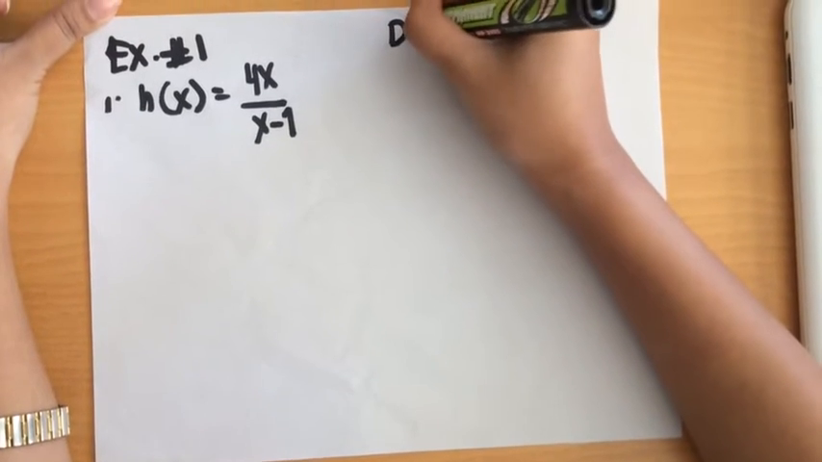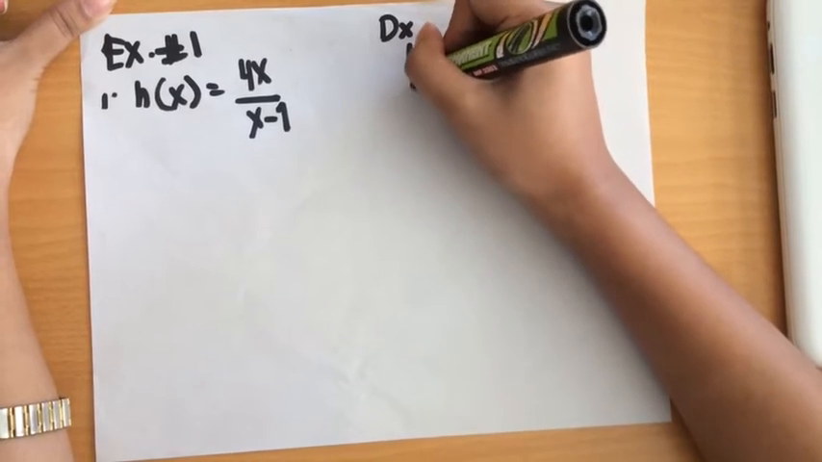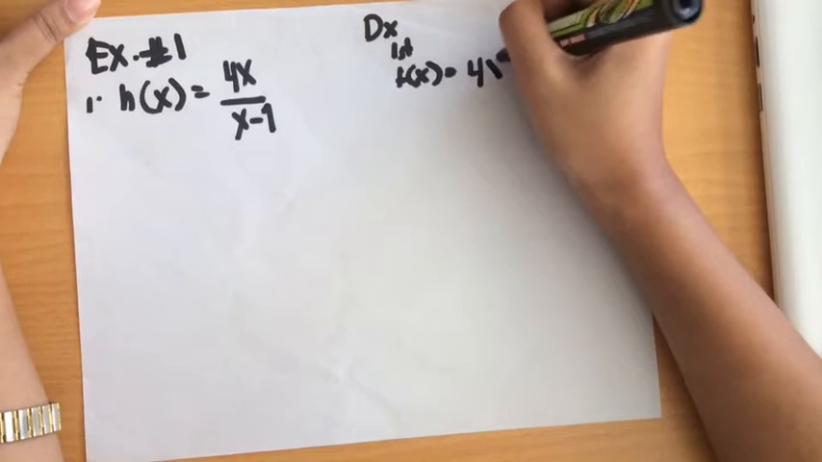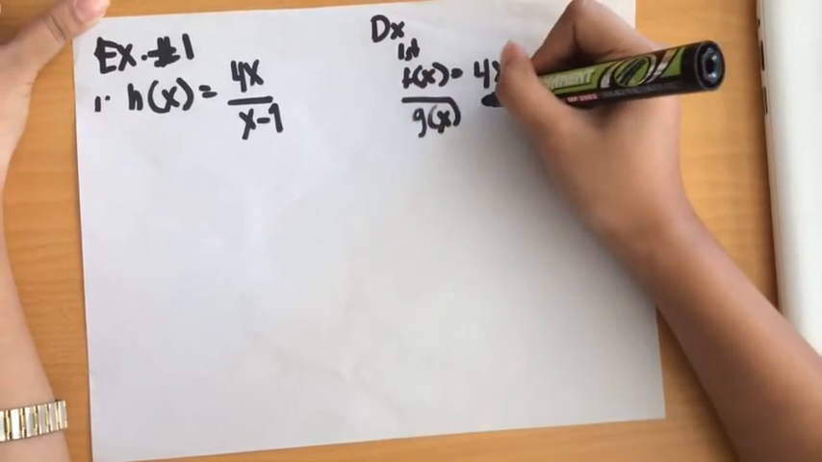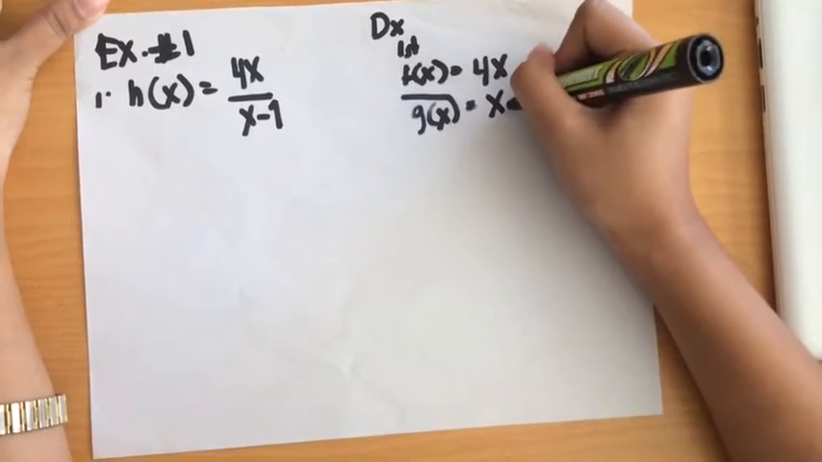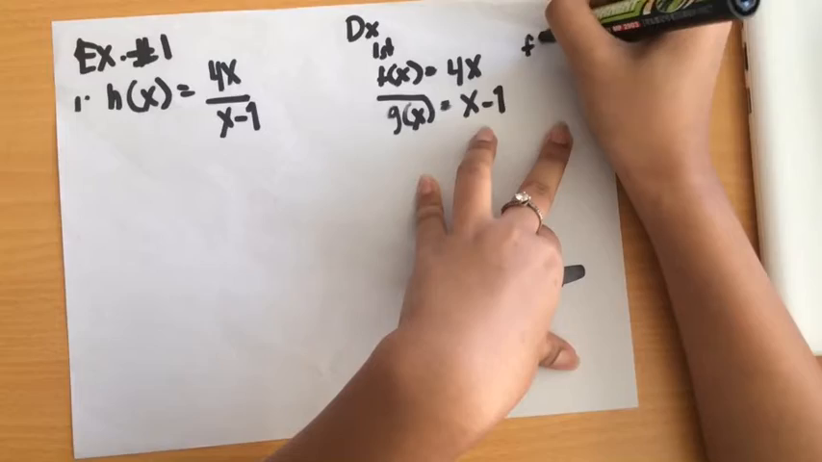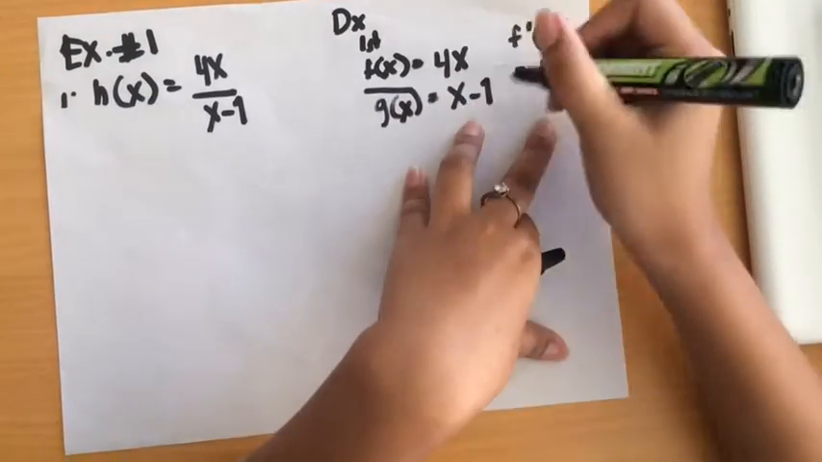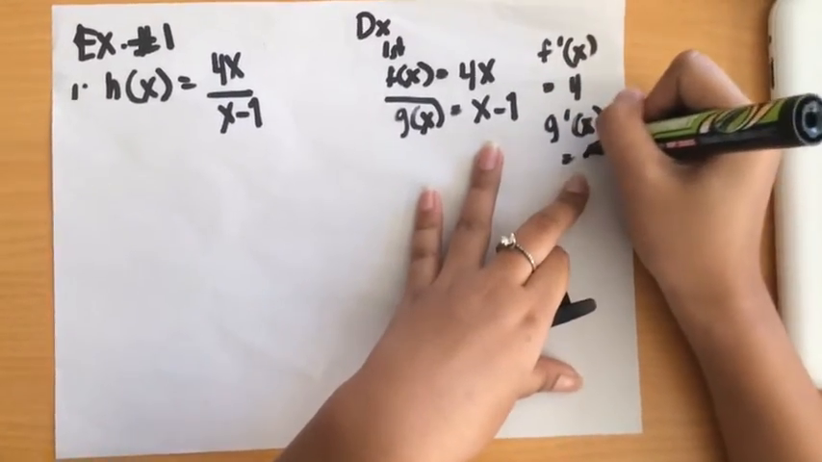Now, our first step is to get the derivatives of each term. Our first term, which is our f of x, is 4x. Our second term, which is our g of x, is equal to x minus 1. The derivative of our first term, which is 4x, is equal to 4. The derivative of our second term, which is x minus 1, is equal to 1.